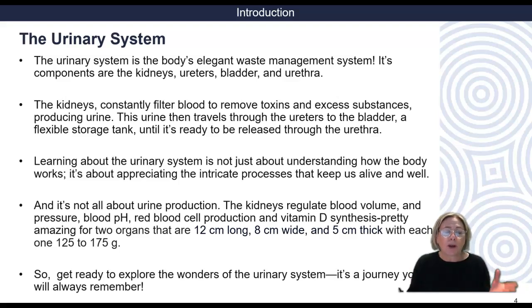Now, what do the kidneys do? Well, as I mentioned, I have an absolute fascination for the kidneys, and I hope that at the end of this topic you will as well. So the kidneys are constantly filtering blood, removing toxins, removing excess substances. If you've taken a tablet or something this morning, or just before you're listening to me, you've had a Nurofen or an aspirin or something, they all get excreted through the kidneys. And of course, the kidneys produce urine. This urine then travels through tubes, the ureters, to the bladder, which is a storage tank, until then being ready to be released to the exterior through the urethra.